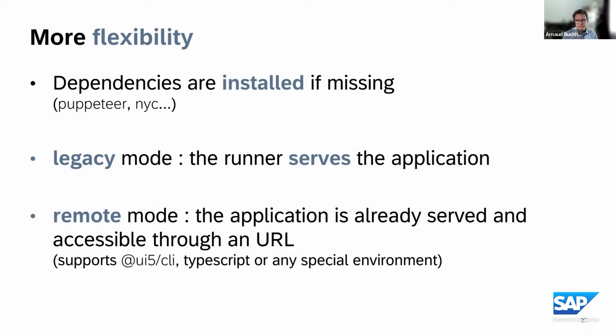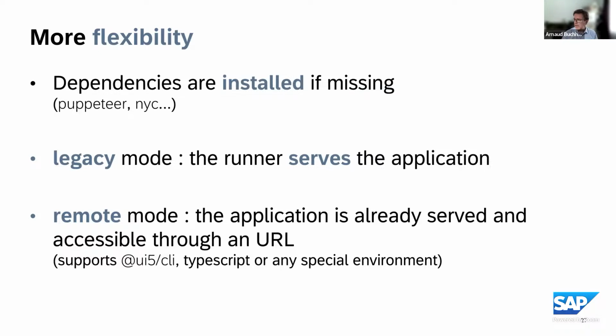But the biggest feature here, on top of everything you've seen so far, is that this tool is way more flexible than before. Something that is really important for me is that the dependencies of the ui5-test-runner are installed only if they are missing. So as I mentioned at the beginning, when I installed ui5-test-runner, it was pretty fast. You had only 6 packages to install. And if during the execution, the tool detects that it requires something that is not there, like Puppeteer or NYC for code coverage, then it will install it.